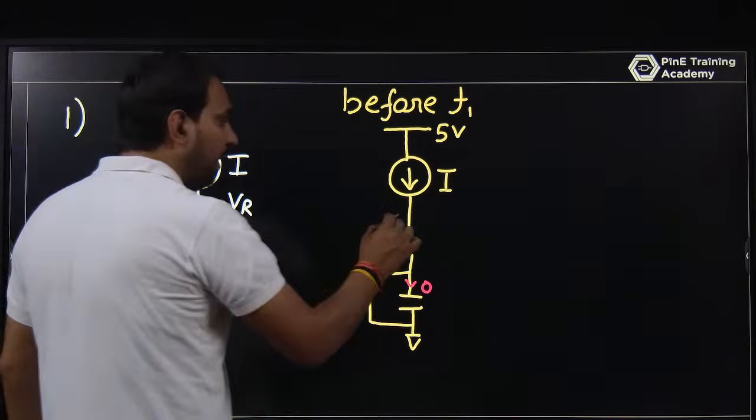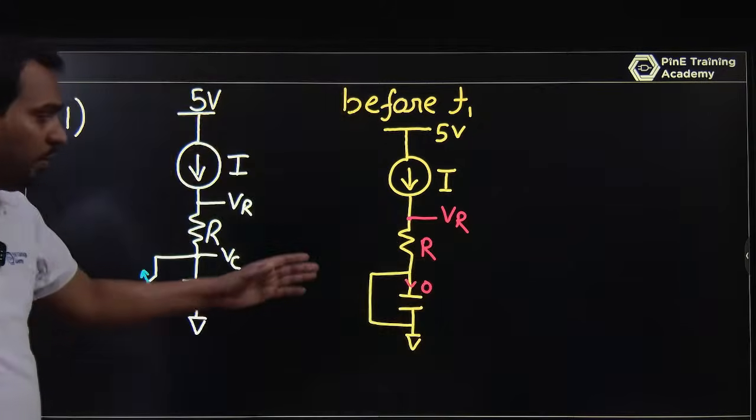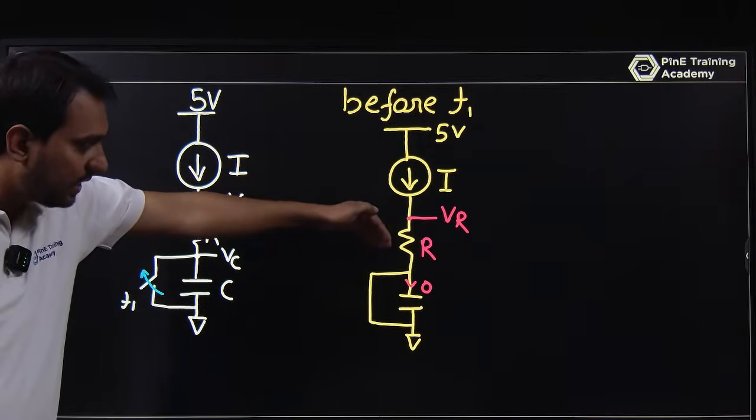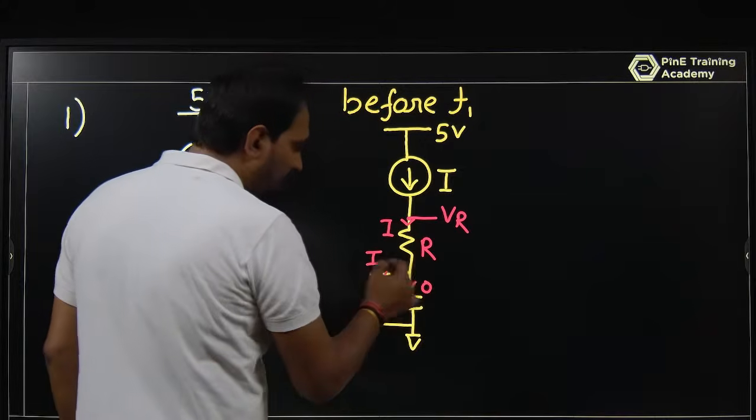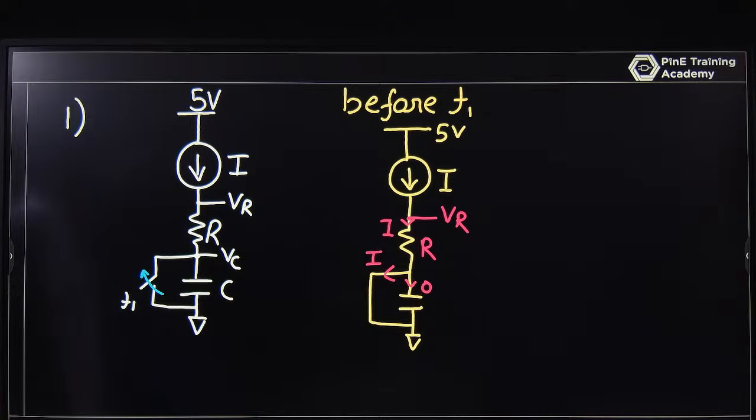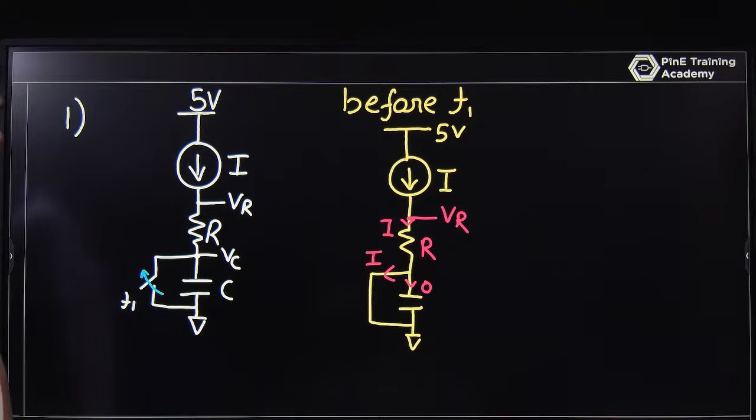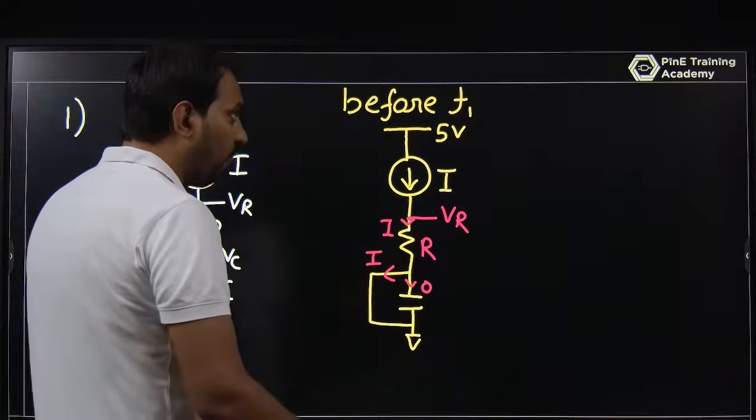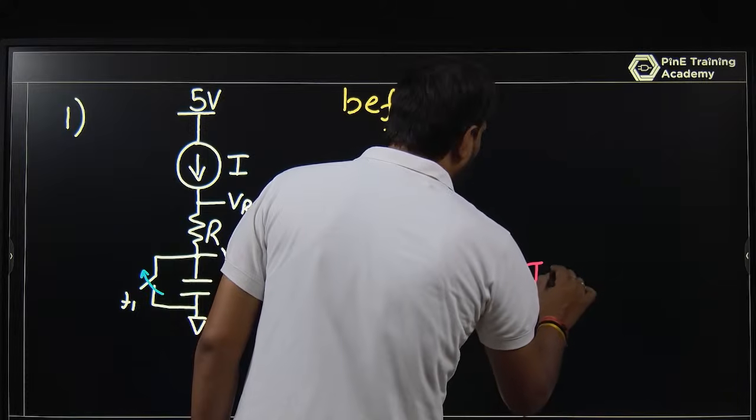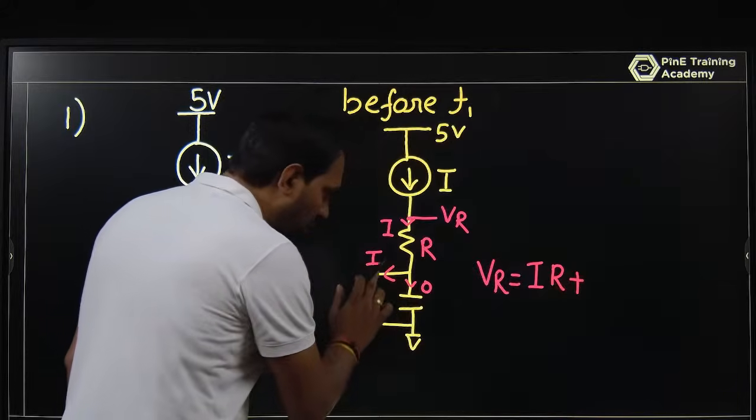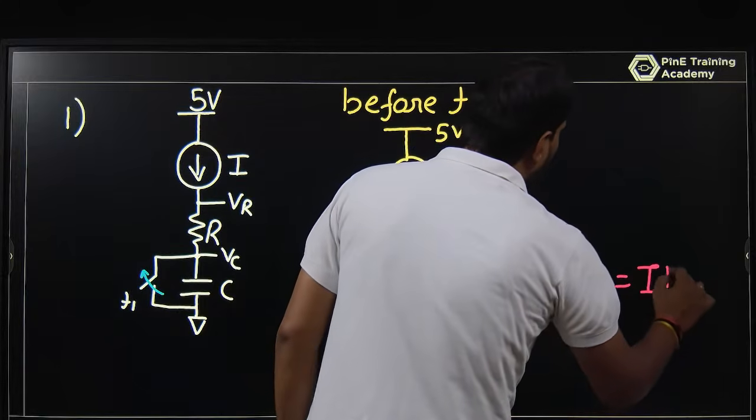If you look at this point, what is VR? Before T1 the current I enters the resistance and flows through. Through the capacitor there is no current because the parallel switch is closed, so it is a short circuit. VR is equal to I into R, and the voltage across the capacitor is 0 because it is in parallel with the short. So before T1 the voltage is IR.